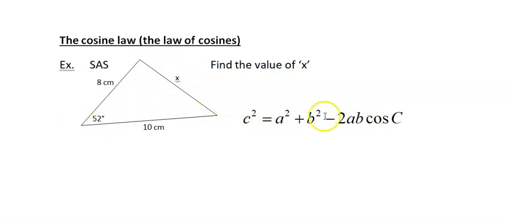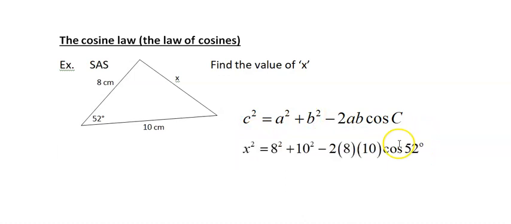And which is a and b doesn't matter because we're squaring them and adding them. It doesn't matter what order we do that in. And here we're multiplying the two of them. It doesn't matter what order we do that in. So the most important thing is that we plug in that C opposite the 52. So when I plug this in, I would have x squared equals 8 squared plus 10 squared minus 2 times 8 times 10 times cos 52.